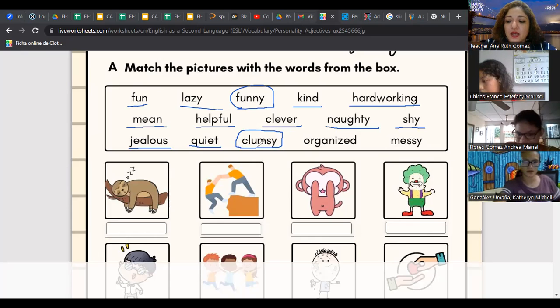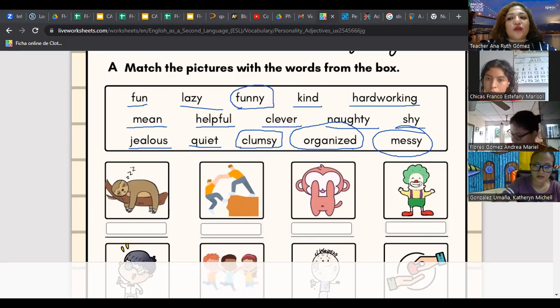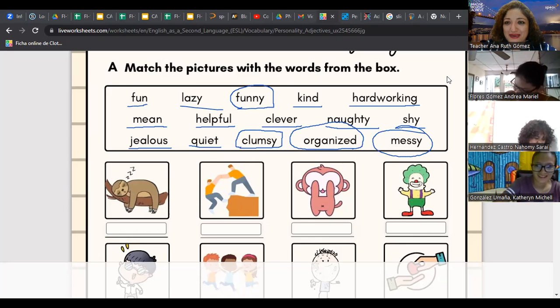All right. The next one is organized. Organizado, organized. And the next one is messy. Messy, but not from Barcelona. Messy is desordenado. Messy. Oh my God, messy. Okay.